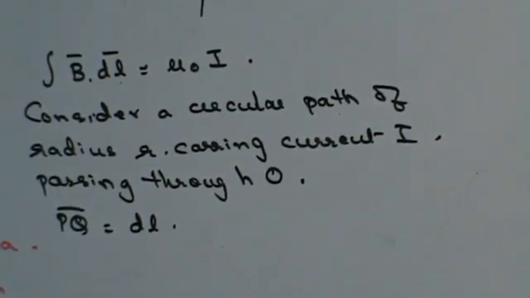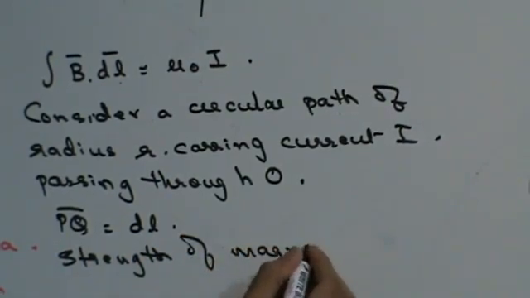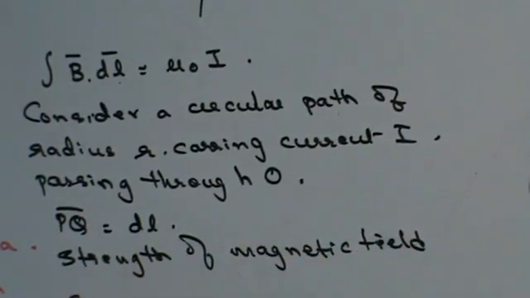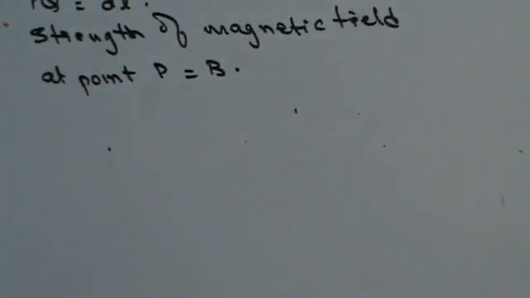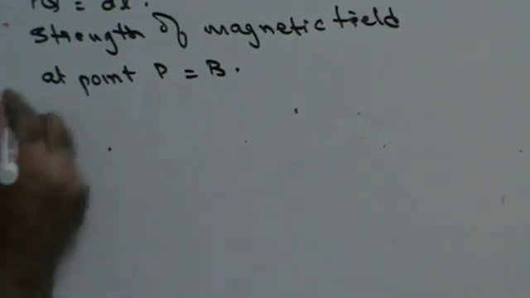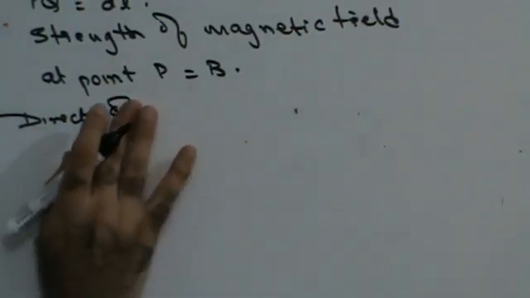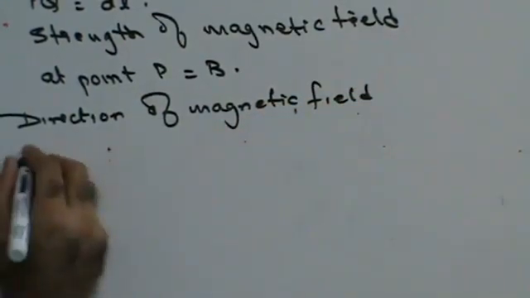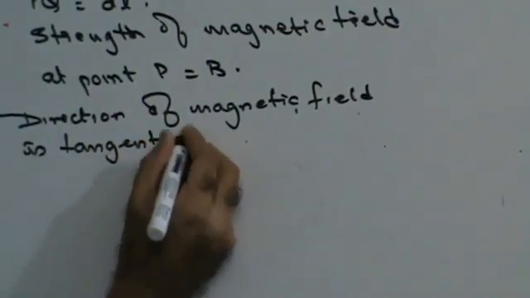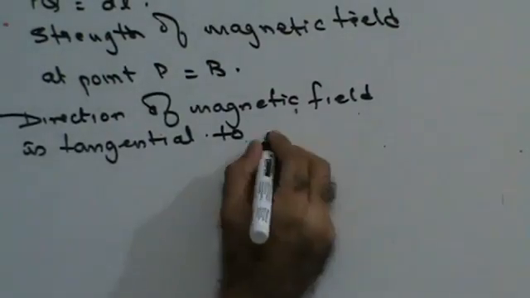Then the strength of the magnetic field produced at point P, let us assume, is B. The direction of the magnetic field is going to be tangential to the circular path at P.